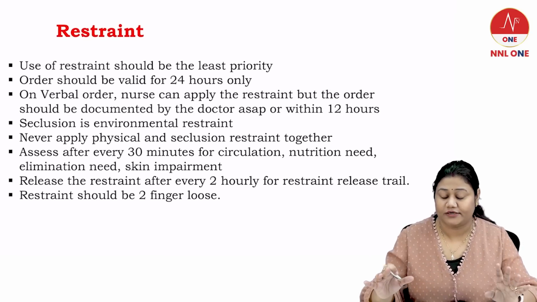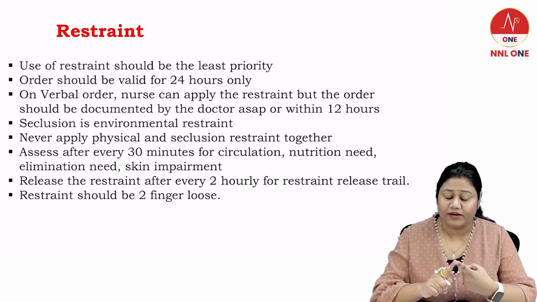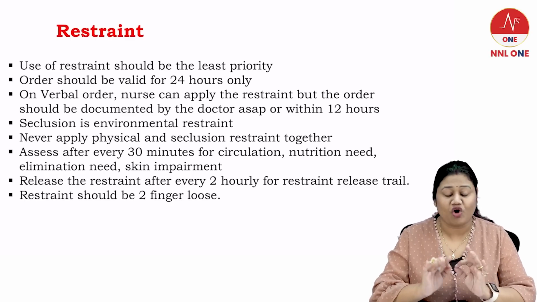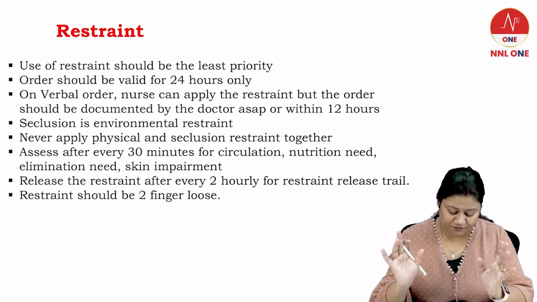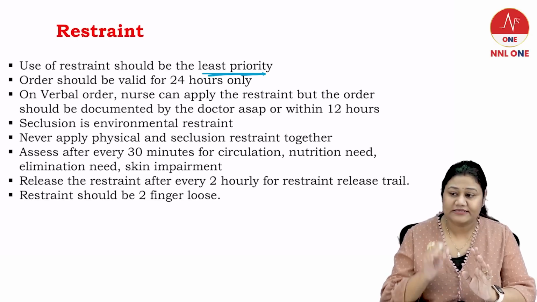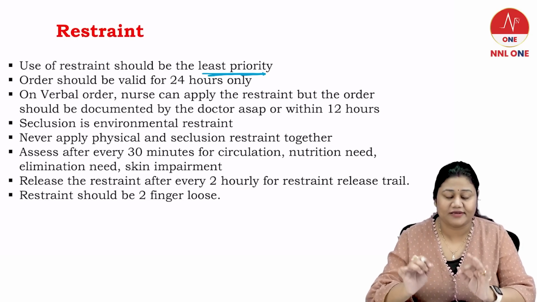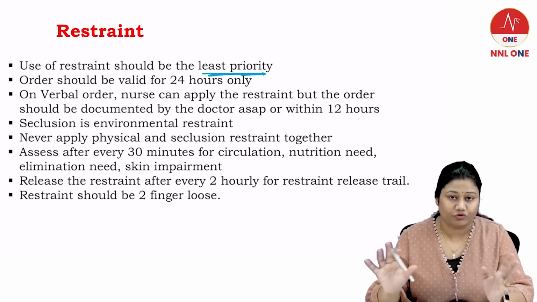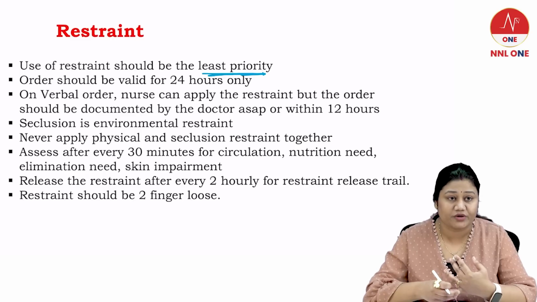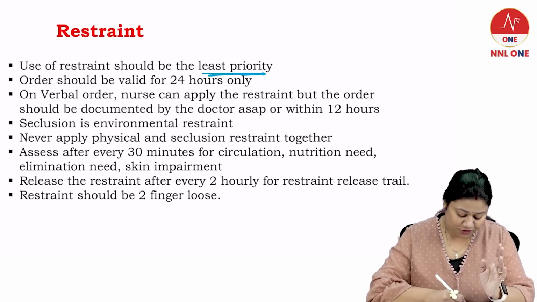Then move to the next volatile topic, which is restraint. Let us quickly revise the restraint. Number one point: restraint should always be used as a last resort, should not be the first option. As a last option we have to consider it, used as the least priority, right? Once the doctor has written the order of restraint, the written order is valid only and only for 24 hours. Once the 24 hours are over, and if your patient requires further restraint, then the doctor has to make a fresh order for the restraint application, right?